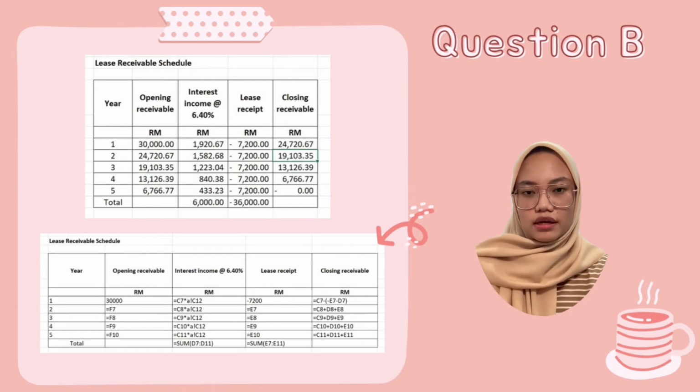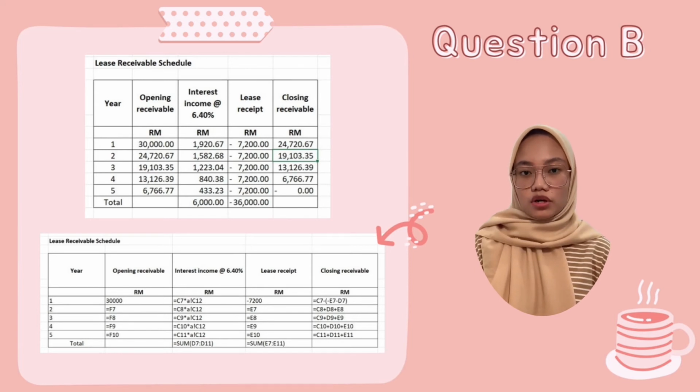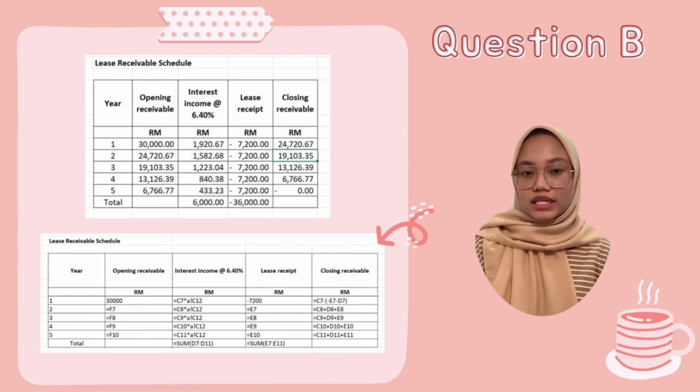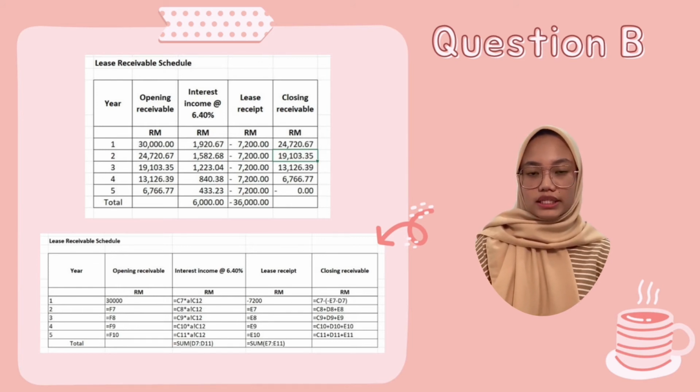Next, to calculate closing receivable for year 1 until year 5, we use the formula opening receivable minus, open bracket, minus lease receipt and then minus again interest income, close bracket, then you get the amount for closing receivable for year 1 until year 5. Last but not least, we have to calculate the total amount of interest income and lease receipt. For those who want to see my complete lease receivable schedule, you can take a look over here.